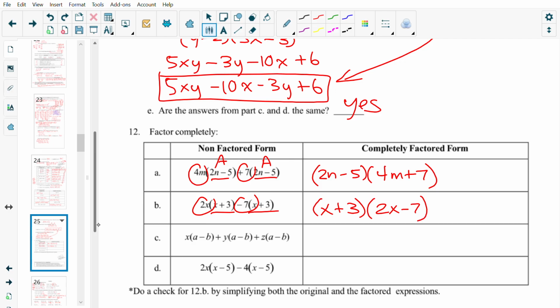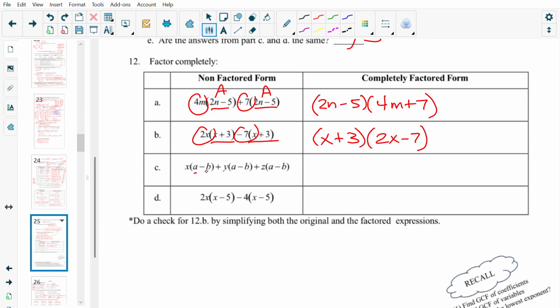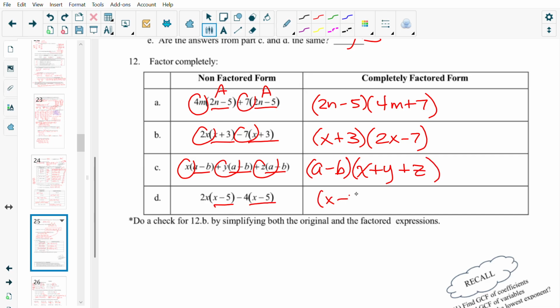Factor out x plus 3. I'm left with 2x minus 7. 2x minus 7. A minus b, or sorry, a minus b. I'm left with x plus y plus z.